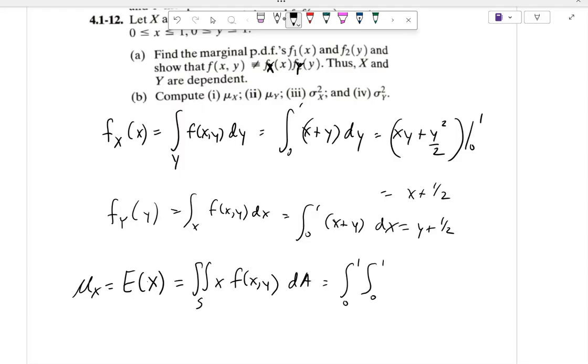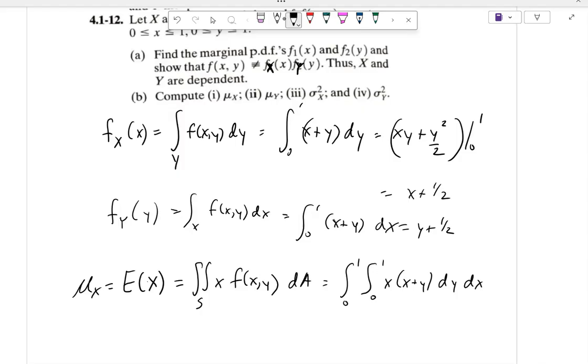That's not too hard in this case because our sample space is rectangular. So I would do 0 to 1 and 0 to 1, and I'll do x times x plus y, dy dx or dx dy, doesn't matter. This would be our general definition for the mean of the joint distribution, or the mean for the x using the joint distribution.